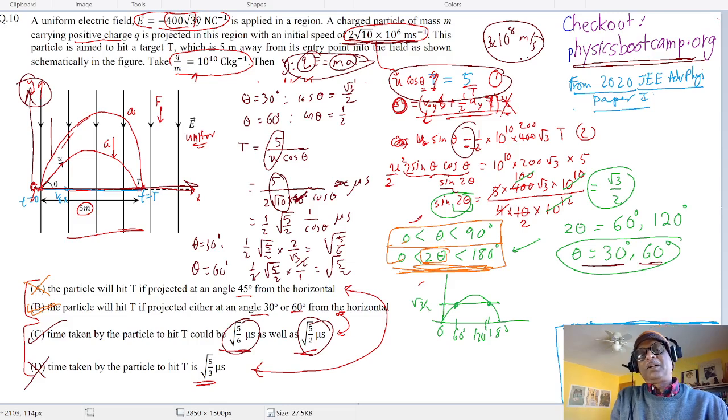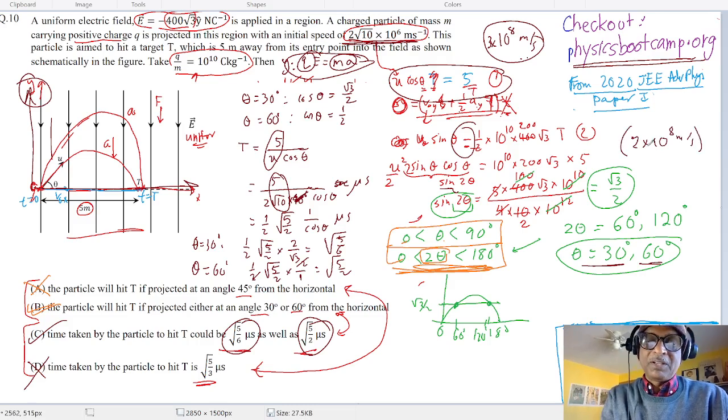It'll be interesting for you as an exercise: what if this particle had a speed of 2 times 10 to the power 8 meters per second, and was shot like that? What will the trajectory be like? I'll leave that as an exercise for you. It's an interesting problem.